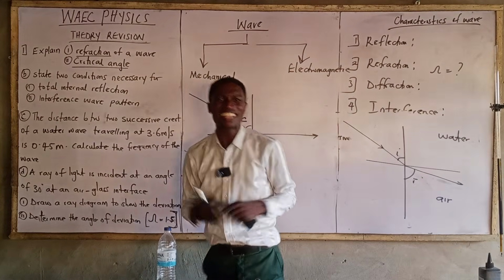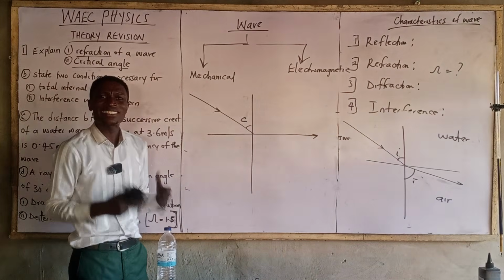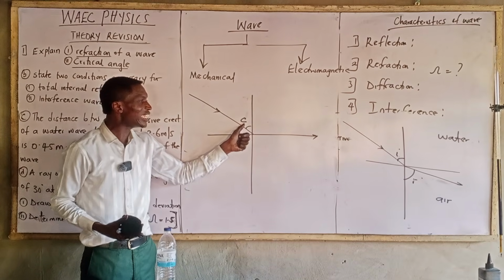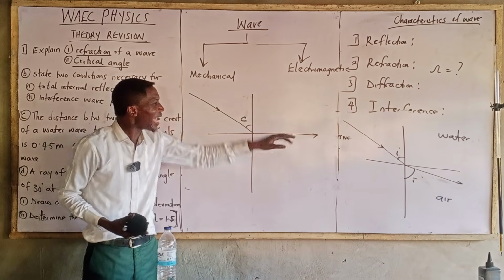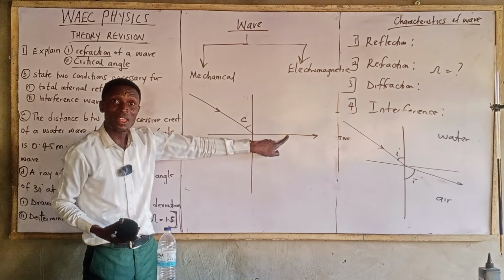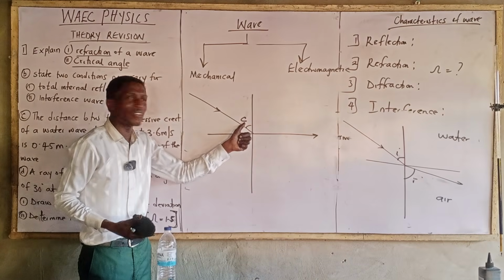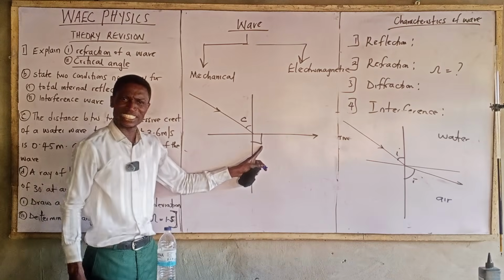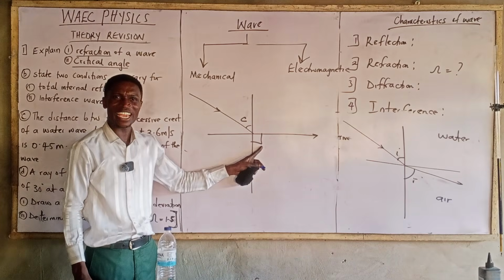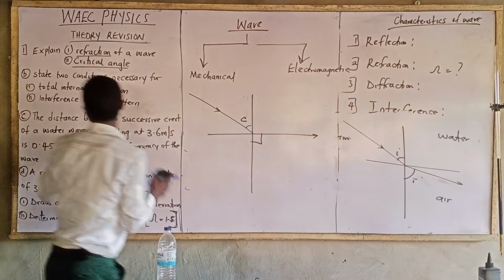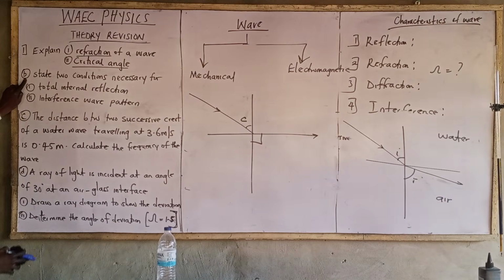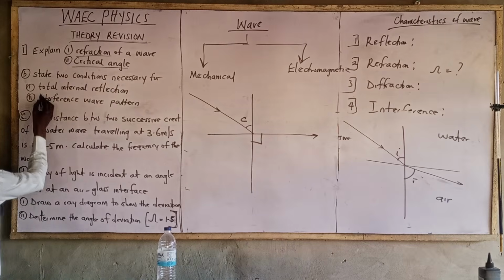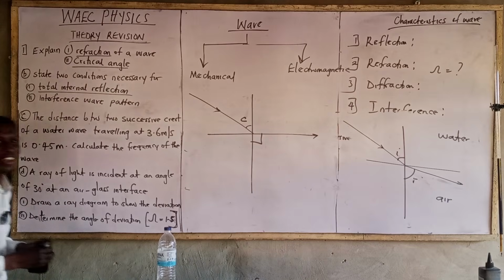Explain critical angle of incidence. How do you define it? Critical angle of incidence is defined as the largest angle of incident in which the refracted ray is at the interface, or the largest angle of incidence in which the angle of refraction is 90 degrees. All right. So having said that, we proceed to question 1B, which says: state two conditions necessary for total internal reflection. What are the conditions?